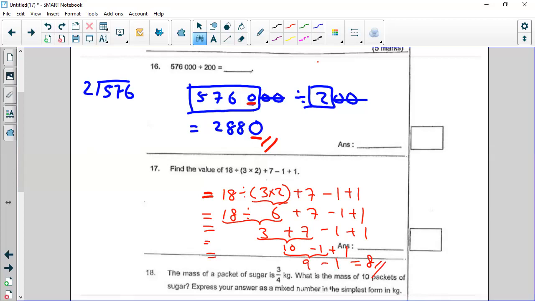Any mistake? If you have a mistake, then most likely you have seen the sign wrongly.